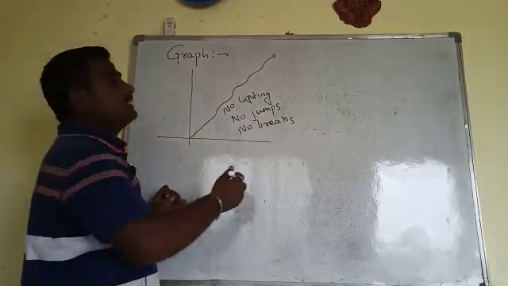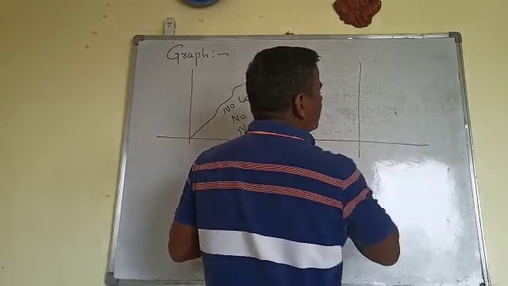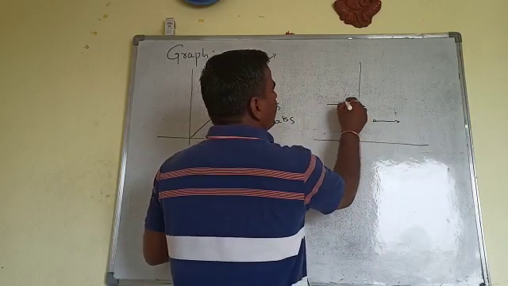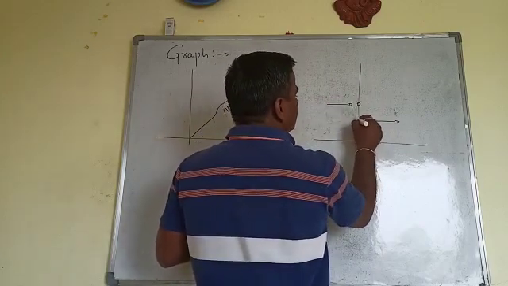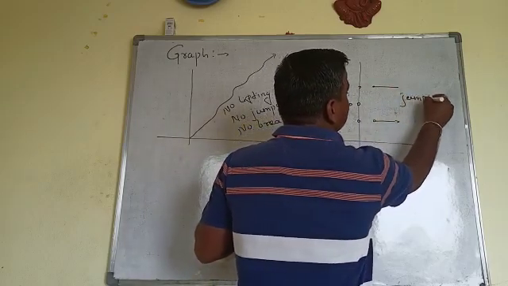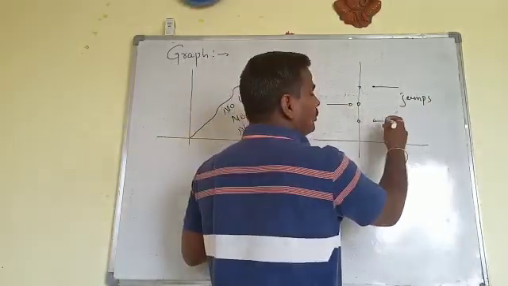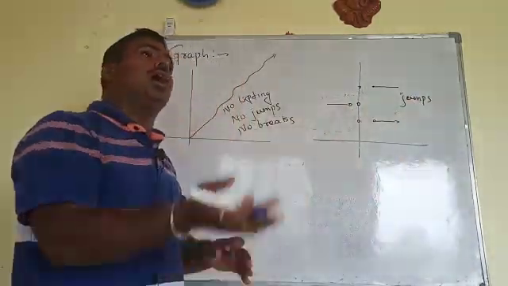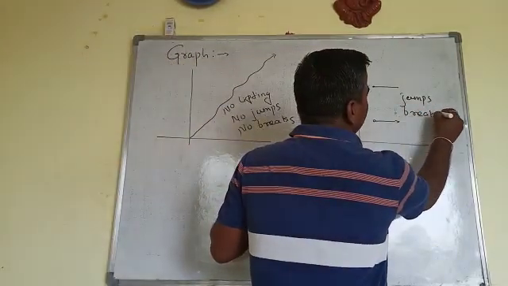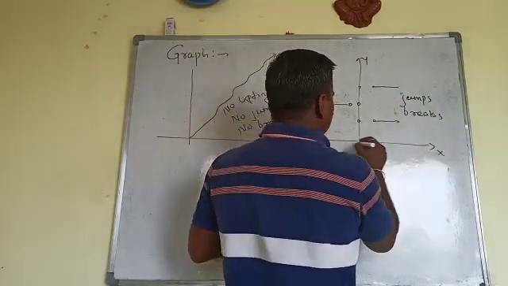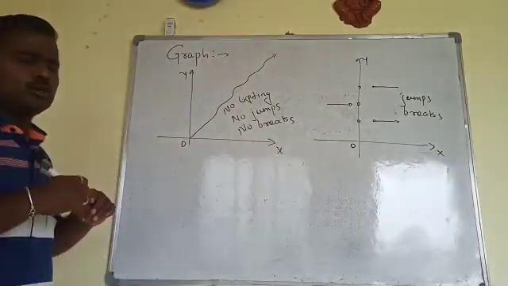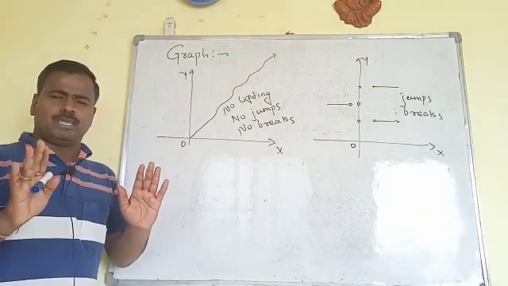So I can consider another graph. Here I can consider one point, and I express another point here. Look at here, jumps are there. Like when you go upward on a ladder, jumps are there, breaks are there. Look at this one, x and y coordinates. Here we can observe these two graphs. Try to understand the clear picture. Please keep it in your mind.